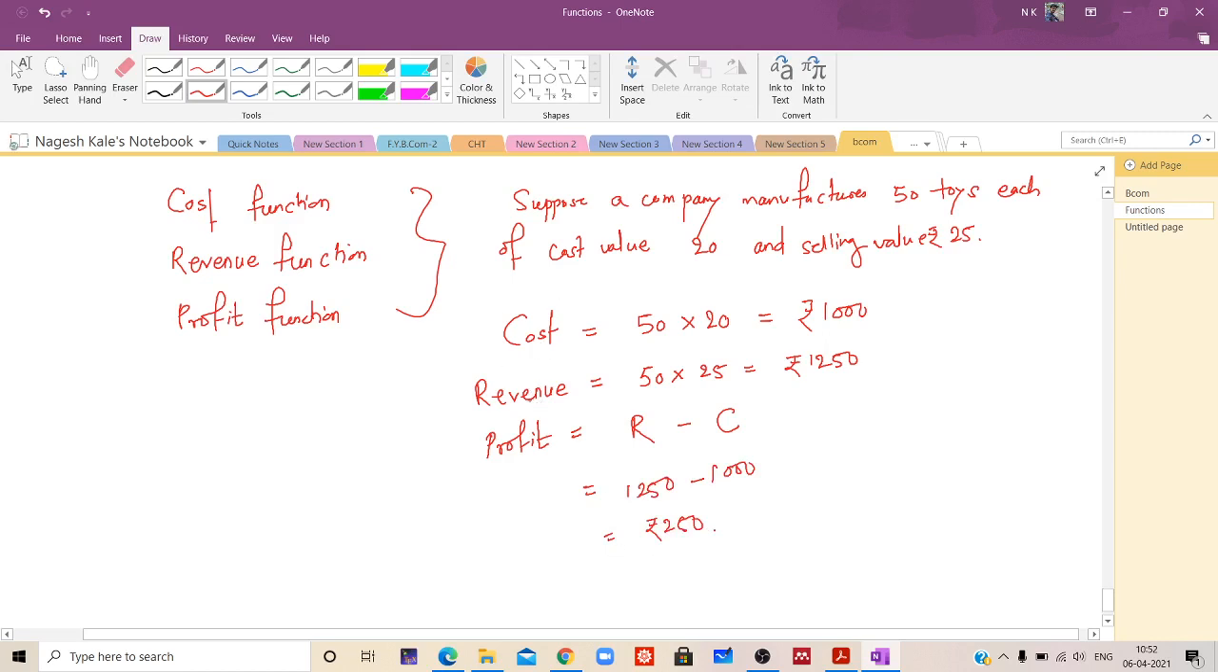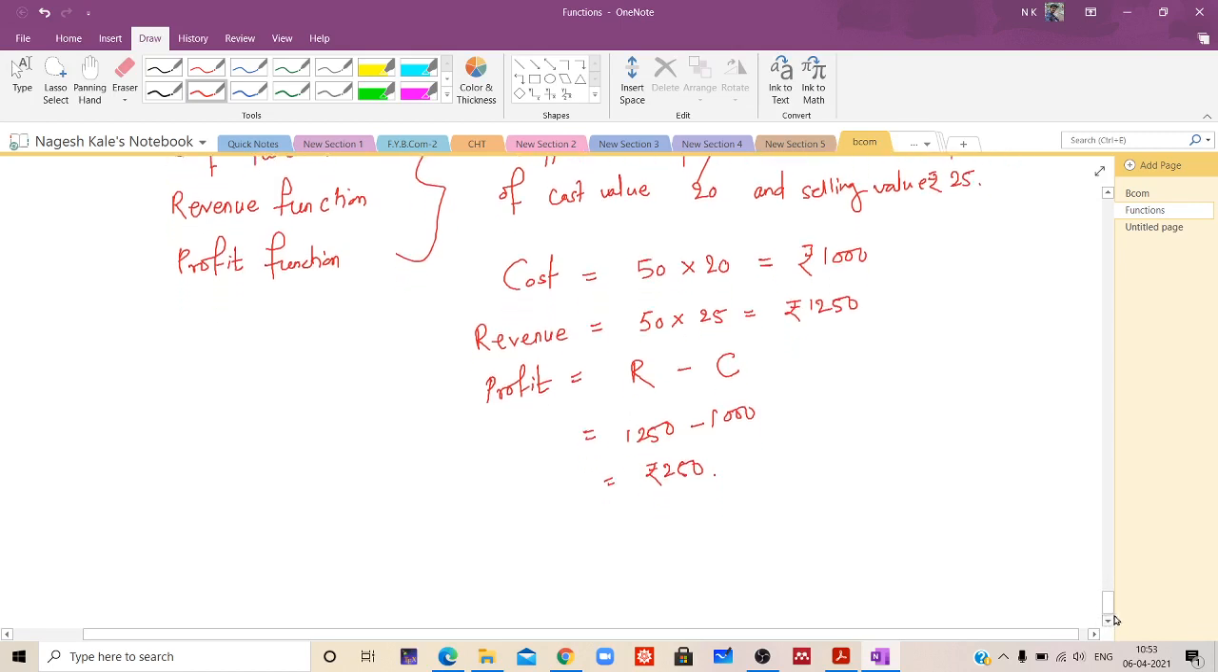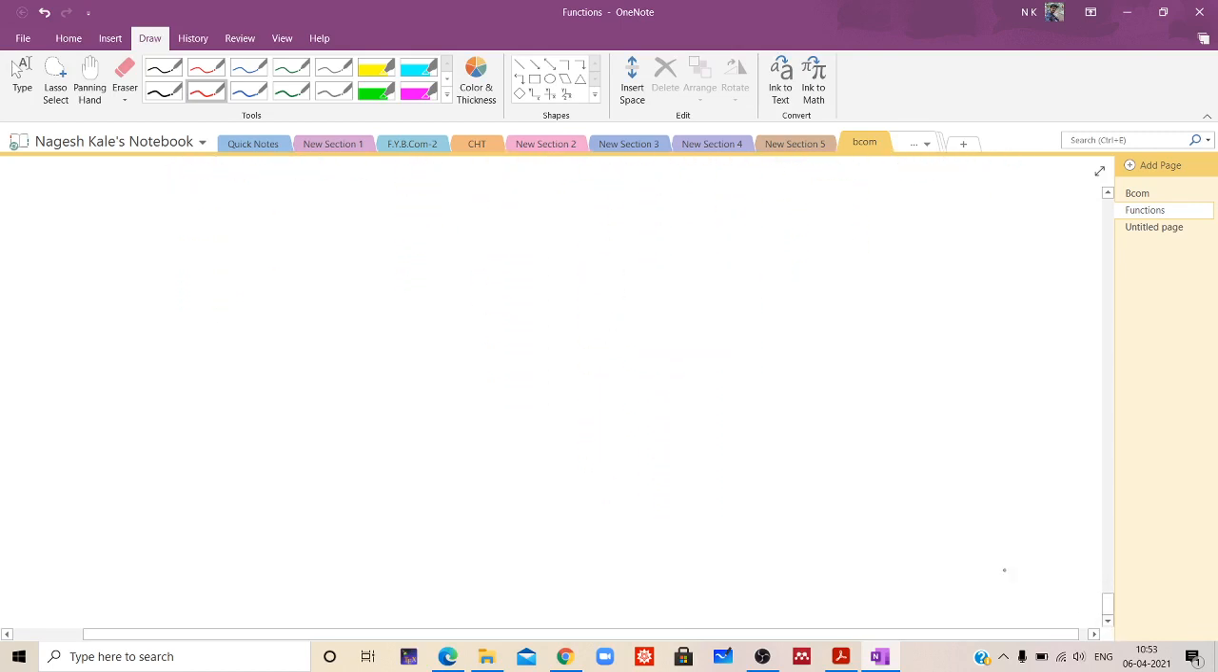So by using cost function we calculate the cost of a certain thing. Then by using revenue function we try to calculate the revenue generated by selling that particular thing, depending on the demand. And finally we discuss the profit function. Profit is nothing but the revenue minus cost. So this is a very simple example to make you understand all these concepts. Now let's move to each and every function one by one.